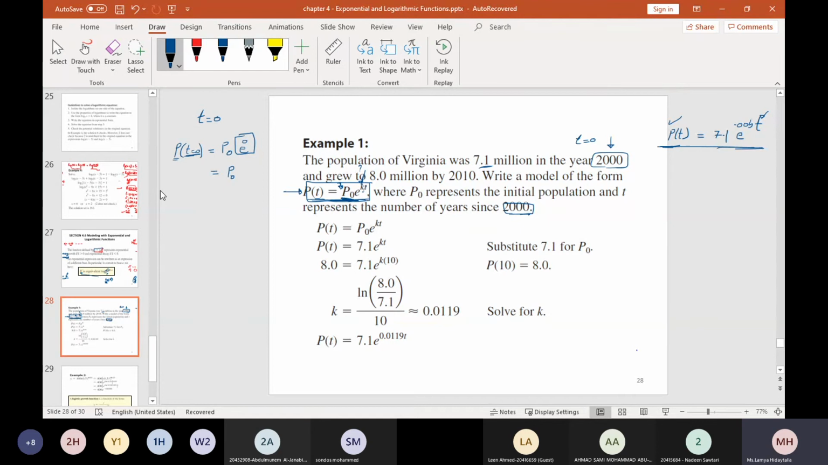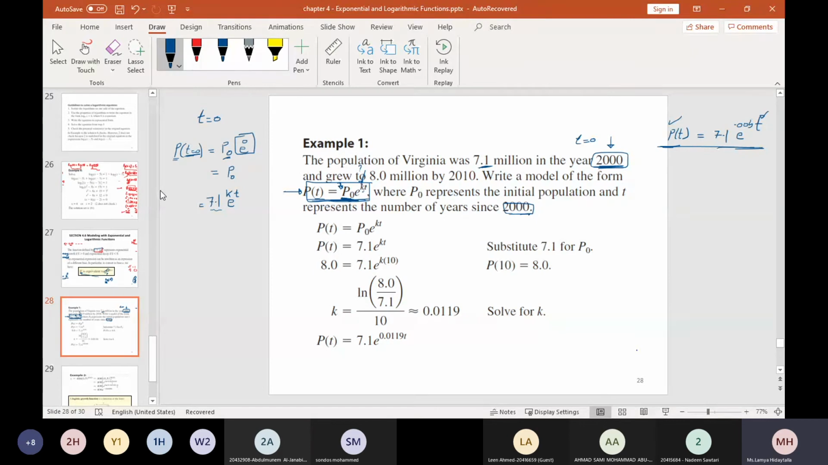Okay. So how do we get that? We use the information that we have been given. At the beginning, the population in the year 2000 was 7.1. That is the P naught, because I can consider this year to be the year that I start with. So instead of P naught I take the initial population, 7.1 million. No need to put the zeros, 7.1 means 7.1 million. Then e to the power k times t.